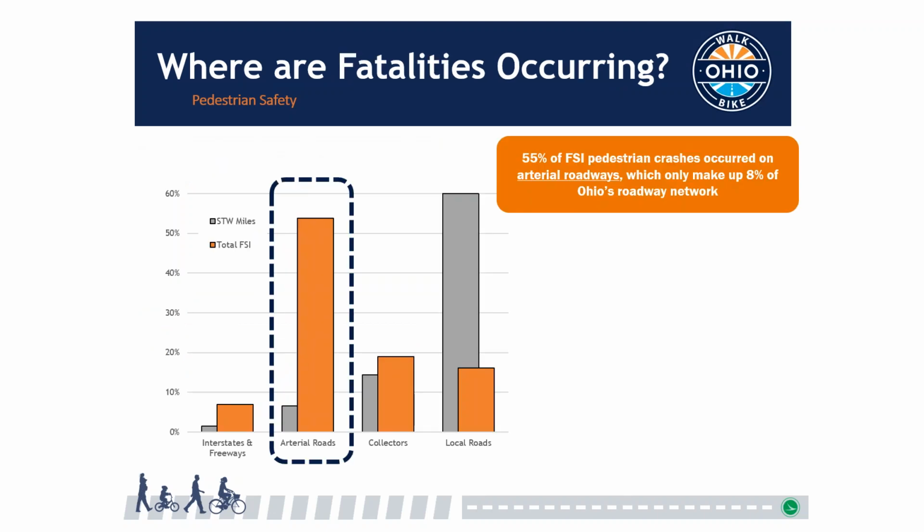Pedestrian fatalities are happening in large numbers on arterial roadways, so usually wide, high volume roadways. They're overrepresented by a lot. They make up about 7-8% of our total lane miles in the state, but just over 50% of our pedestrian fatalities and serious injuries.